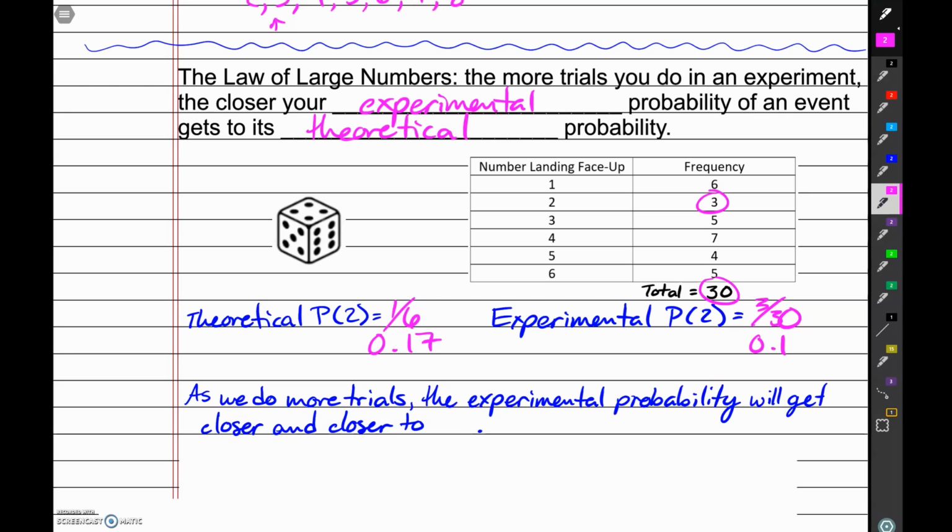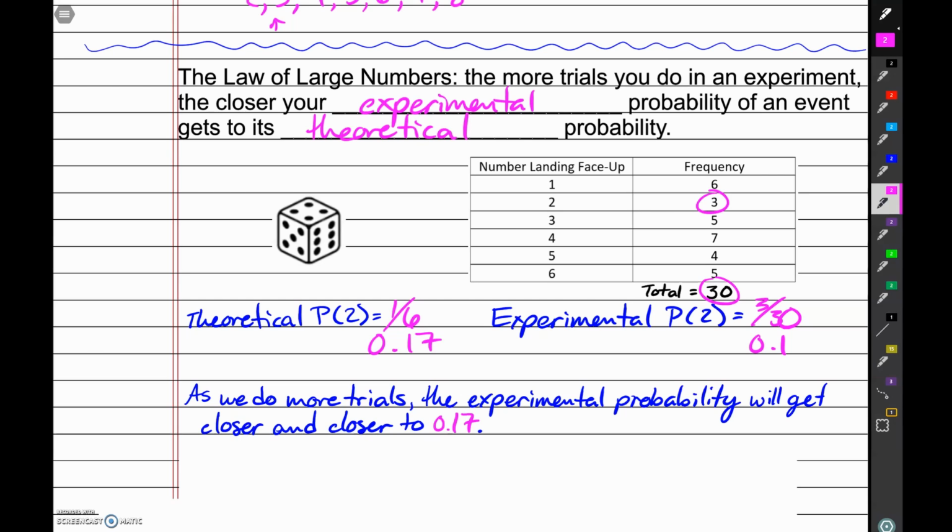Okay, so we're currently at 30 total trials for our experiment. If we kept doing more and more and more, not just 60, not just 90, we might have to do like 1,000 trials. But the more trials that we do, the closer and closer the experimental probability will get to the theoretical, which for us would be that 0.17. Okay?